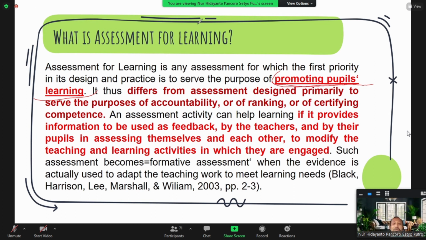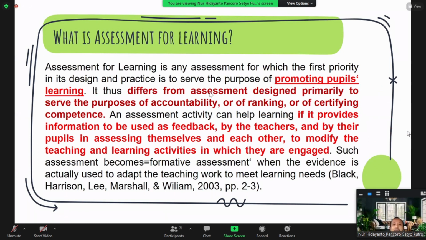Okay, how do we do that? We do it this way. We provide information to be used as feedback, not only by the teachers but also by the students. So in assessment for learning, we involve teachers, the students themselves, and their peers. These are the three components in assessment for learning that we cannot neglect. So we have to consider involving our students and their peers to assess themselves, to assess their performance.